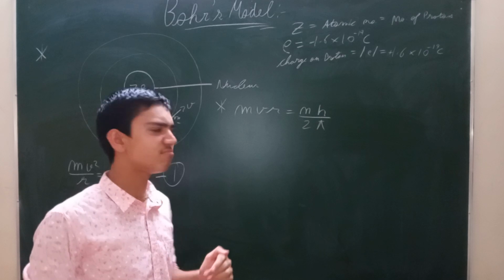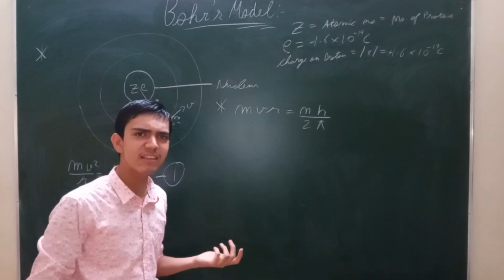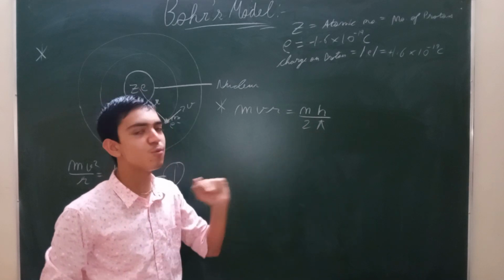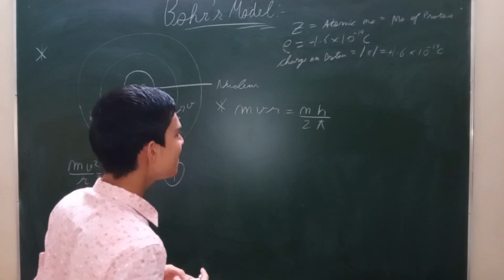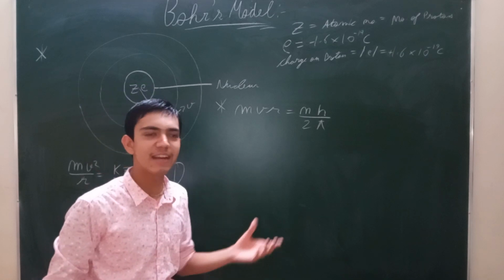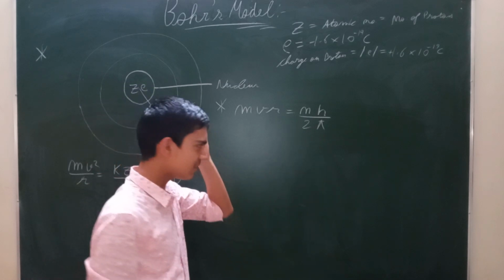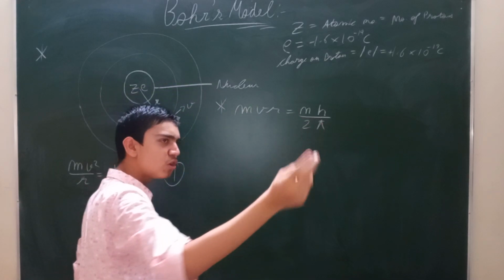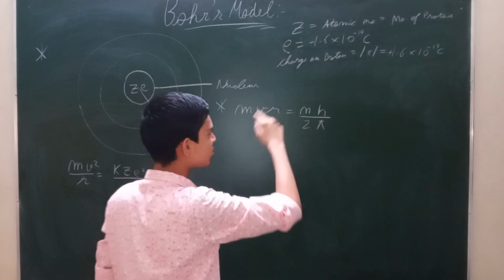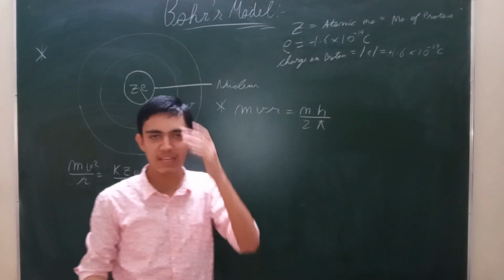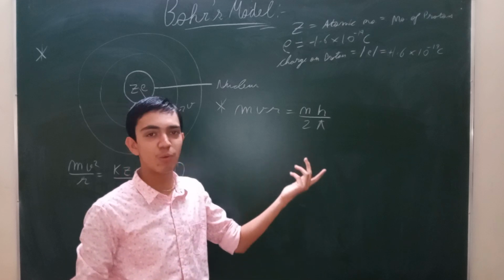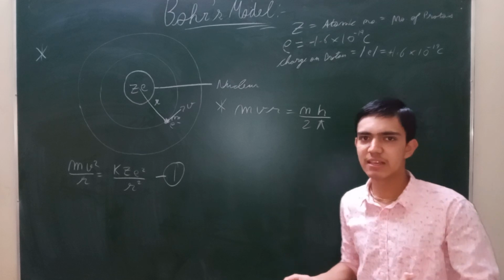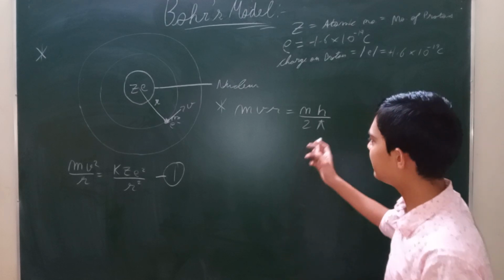There were a lot of interesting theories for this n h upon 2 pi, because even Bohr couldn't explain how it comes. This whole equation, mvr equals n h upon 2 pi, came in the dream of Niels Bohr, and he said that it will be true. But many years later, de Broglie explained this equation.